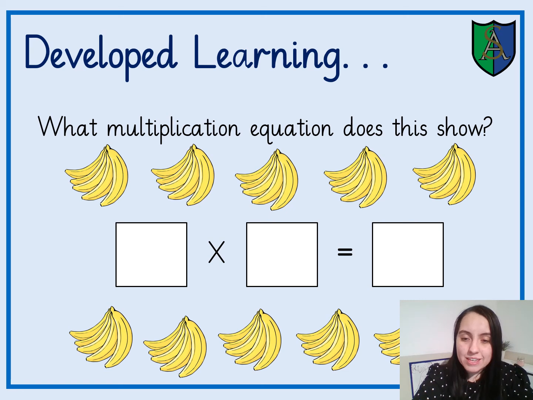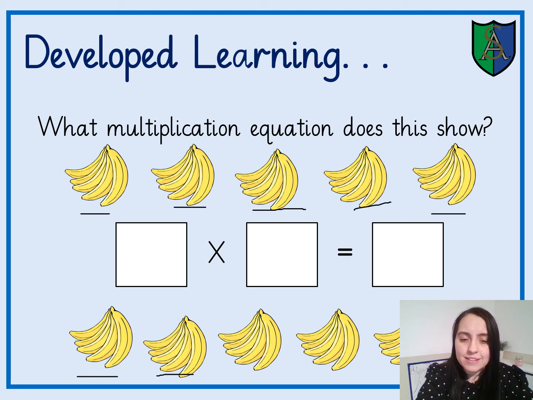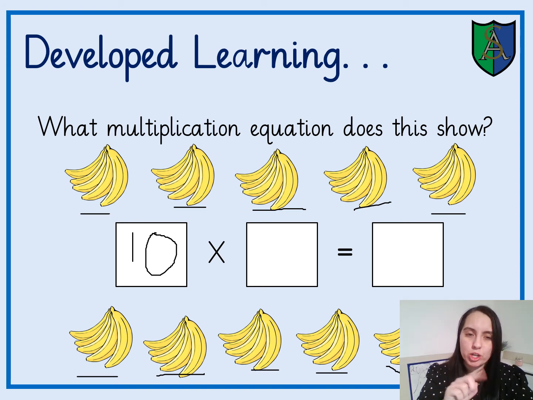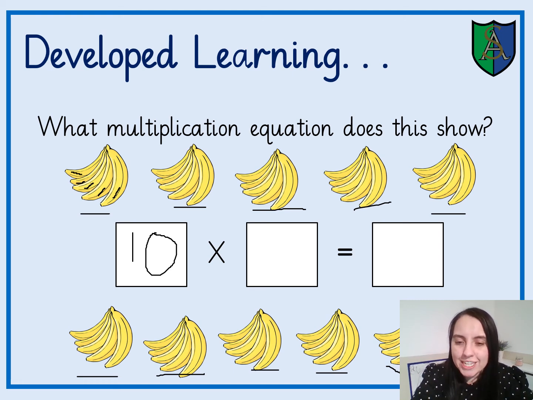So Miss Thompson said the first thing we need to do is work out how many groups of bananas there are, okay? So there's 1 group there, 2, 3, 4, 5, 6, 7, 8, 9, 10. There are 10 groups of bananas. So let's go ahead and write the first part of our equation. 10 times by the amount of bananas in one group. Can anybody tell me how many are in one group? Brilliant. There are 5 because look, 1, 2, 3, 4, 5. There are 5 bananas in each bunch or in each group.